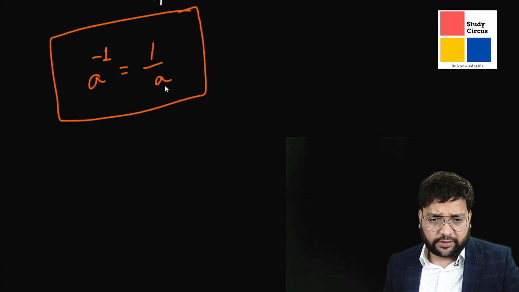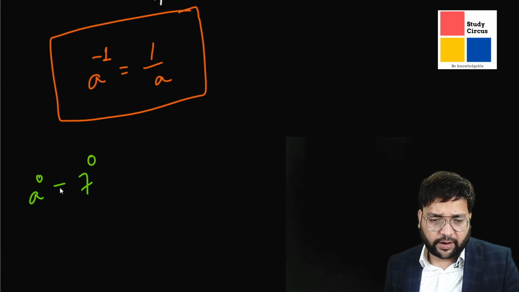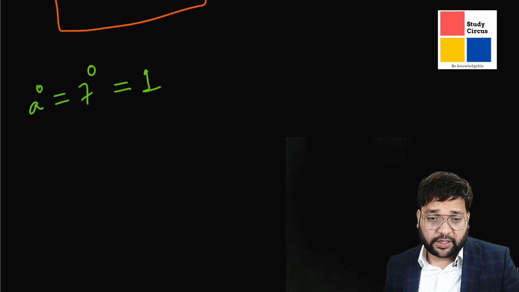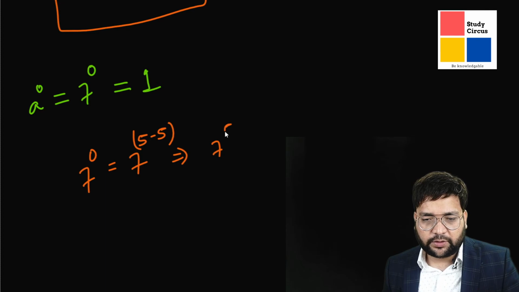Now let's see why 7 to the power 0, or any number to the power 0, is 1. If I use the same rule, I can write 7 to the power 0 as 7 to the power 5 minus 5, so that is 7 to the power 5 upon 7 to the power 5.